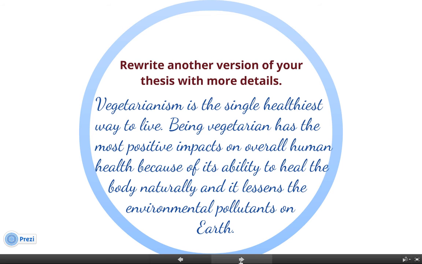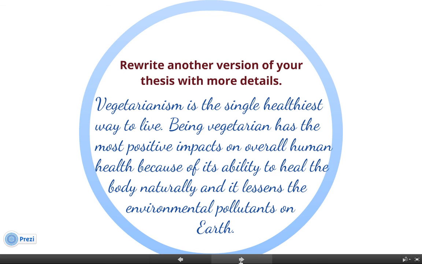Vegetarianism is the single healthiest way to live. Being vegetarian has the most positive impacts on overall human health because of its ability to heal the body naturally, and it lessens the environmental pollutants on Earth. So I've taken the exact same thesis I had just a moment ago, but I've added some more details and I've extended it. It's still only a couple sentences, but it also lets you know what sort of direction I'm going in greater detail.